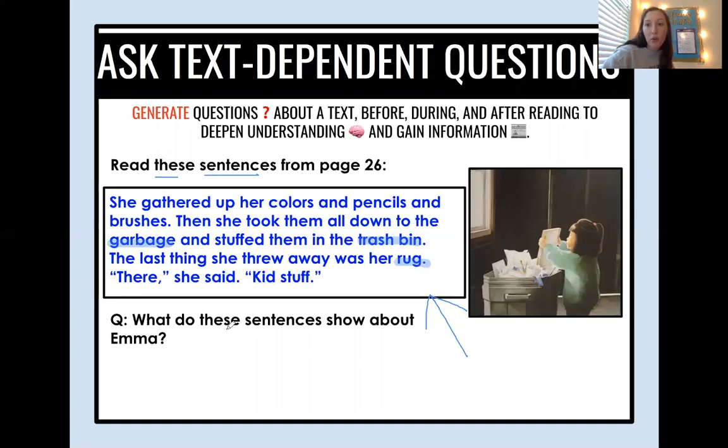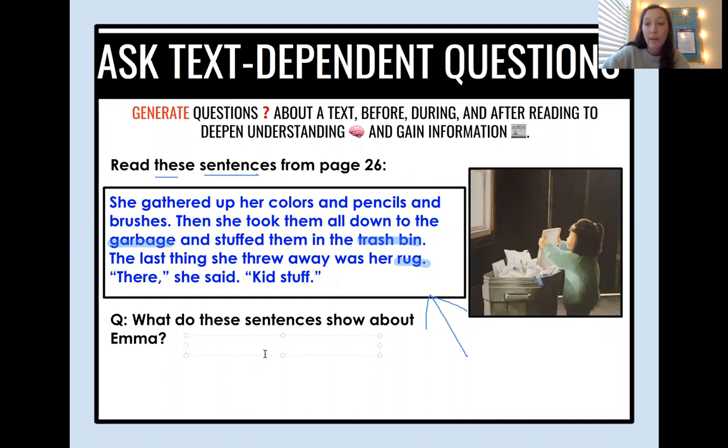We know how the story ends. We know that Emma is going to keep drawing, but we want to think about, is she drawing on this page? If we look just at these sentences in the box, what does that tell us about Emma? What do these sentences show about Emma? We want to put our thoughts into words for step 4 to answer the question.